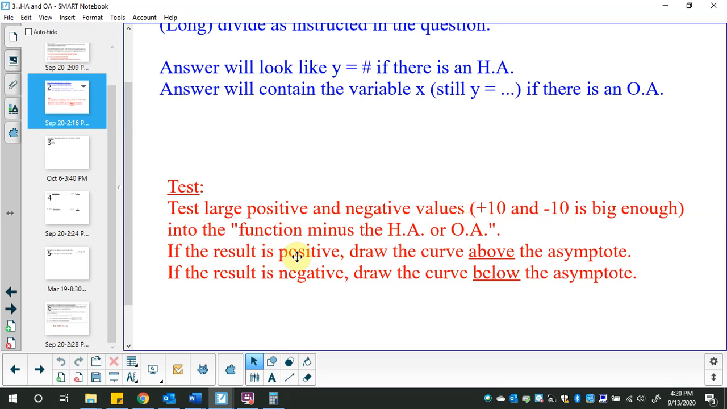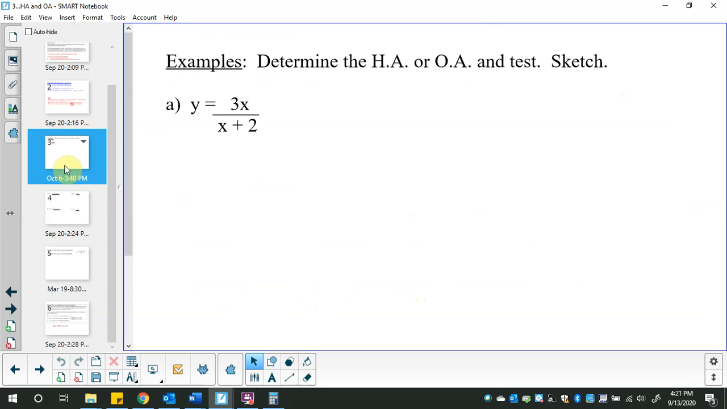If you end up with a result that's positive, you draw the curve above the asymptote, so you put your little arrow above the asymptote. If the result is negative, you draw the curve or the little arrow below the asymptote. So we're going to go through a question, and I'm going to tell you right now that this question has a horizontal asymptote and no oblique asymptote.